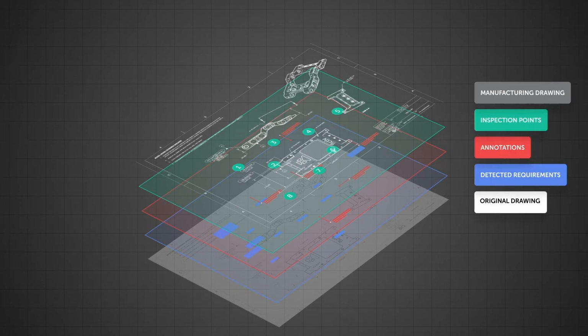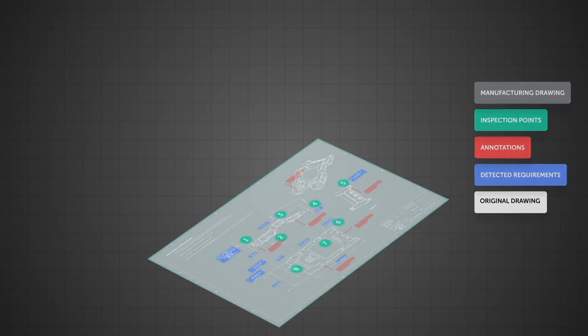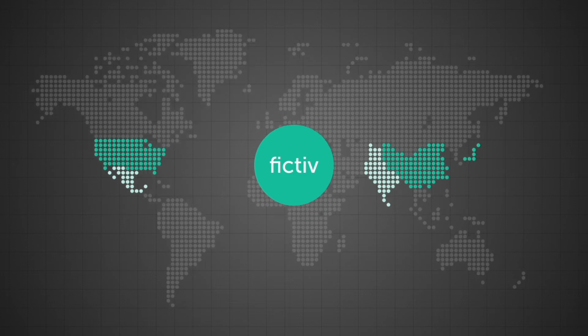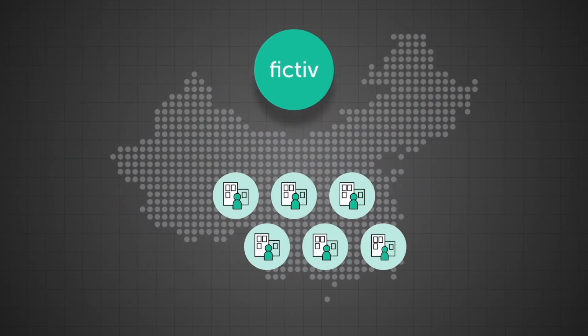Once ordered, the Fictiv platform creates a production work package ready for manufacturing. This package is intelligently and securely matched to one of our available manufacturing partners in the US or overseas for production.